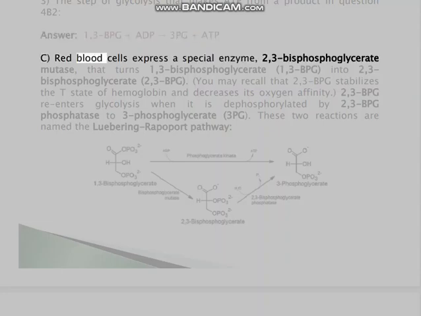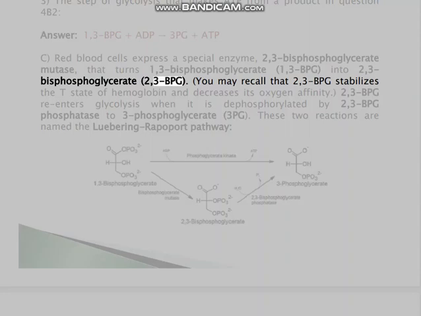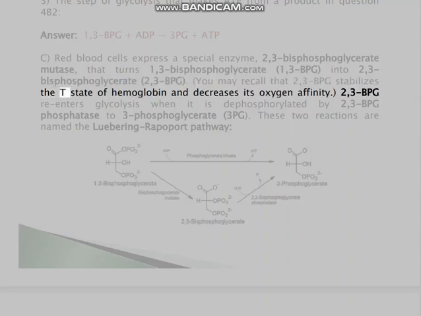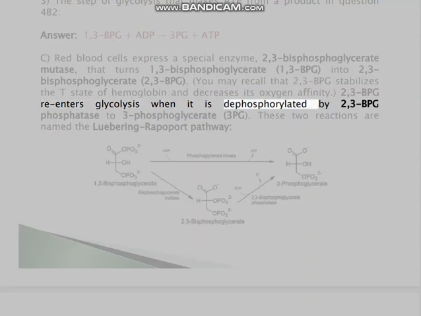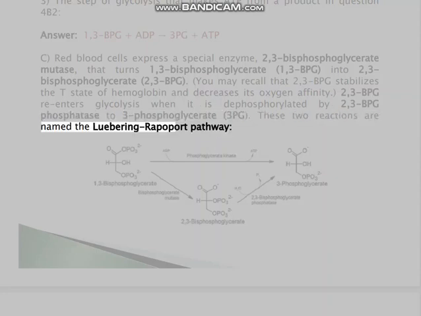C. Red blood cells express a special enzyme, 2,3-bisphosphoglycerate mutase, that turns 1,3-bisphosphoglycerate, 1,3-BPG, into 2,3-bisphosphoglycerate, 2,3-BPG. You may recall that 2,3-BPG stabilizes the T state of hemoglobin and decreases its oxygen affinity. 2,3-BPG re-enters glycolysis when it is dephosphorylated by 2,3-BPG phosphatase to 3-phosphoglycerate, 3-PG. These two reactions are named the Luebering-Rapoport pathway.